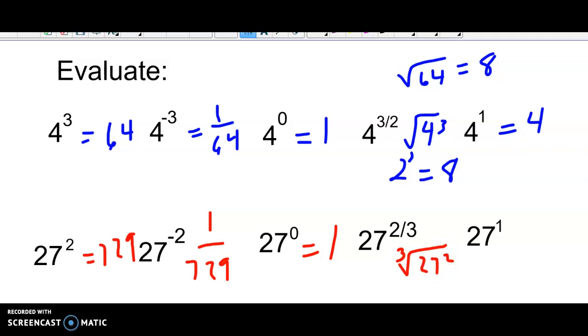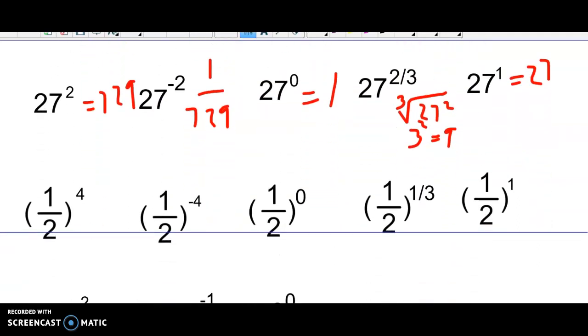And again, it doesn't matter the order. I'm going to take the cubed root of 27 first. The cubed root of 27 is 3. And then 3 squared is 9. Or you could have taken 27 squared first and gotten 729. And the cubed root of 729 is 9. Either way, you get 9. And 27 to the first is 27, just like 4 to the first is 4. Okay, so just how exponents work, whether it's positive, negative, 0, or a fraction.